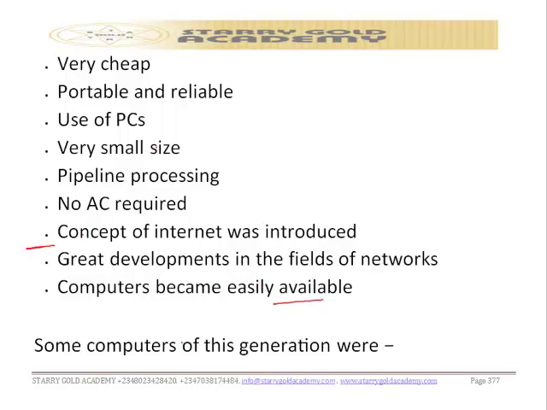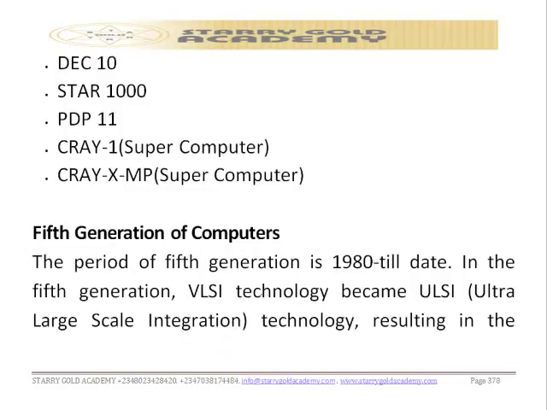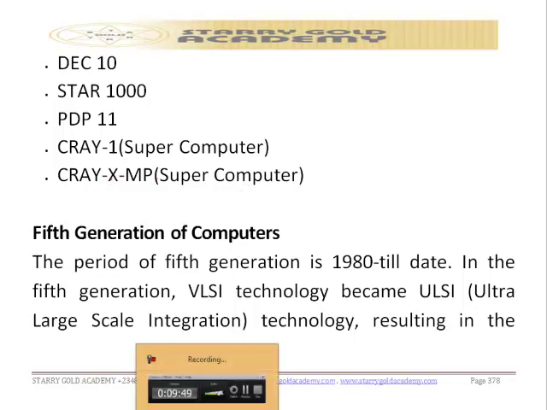Okay, so the following are some computers of this generation. So some of them are DEC 10, Star 1000, PDP 11, Cray 1 supercomputer. We have Cray XMP supercomputer too. Alright.